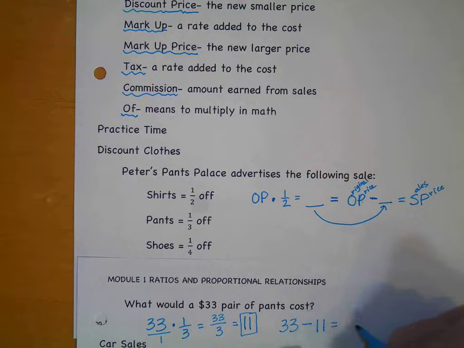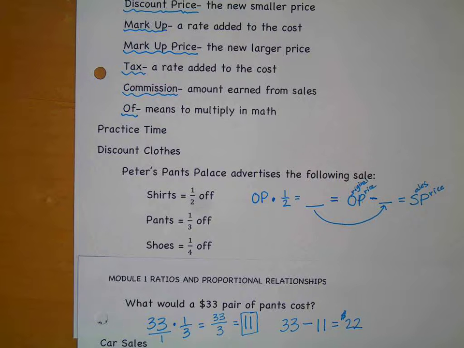What is 33 minus 11? 3 minus 1 is 2. 3 minus 1 is 2. So what is the new sale price of your pants? $22. That wasn't so horrible, was it?